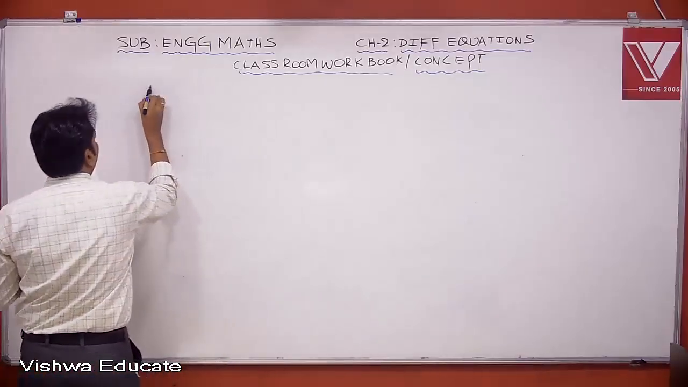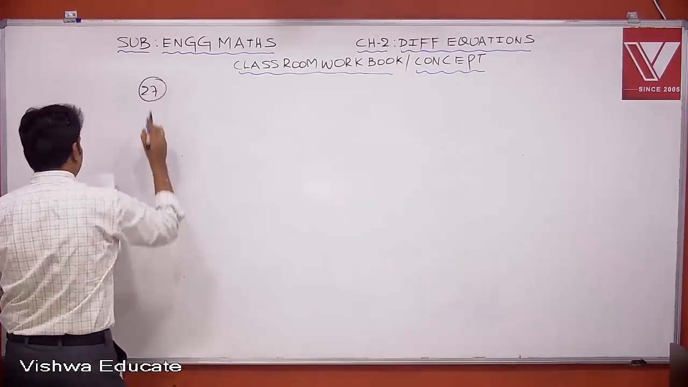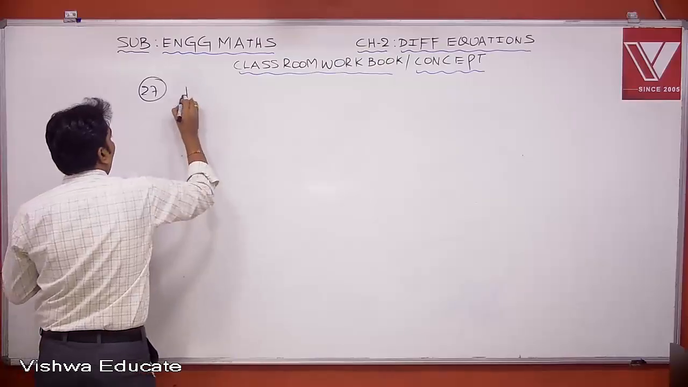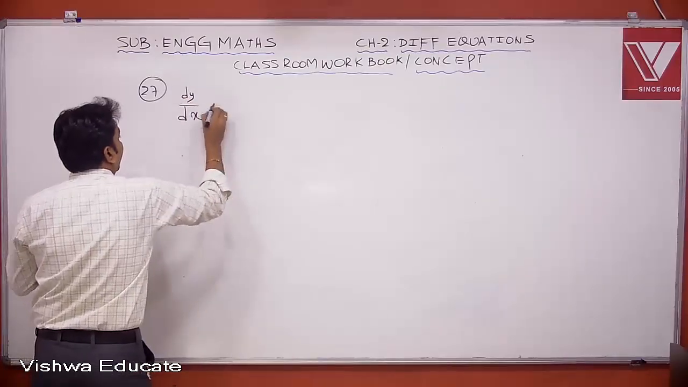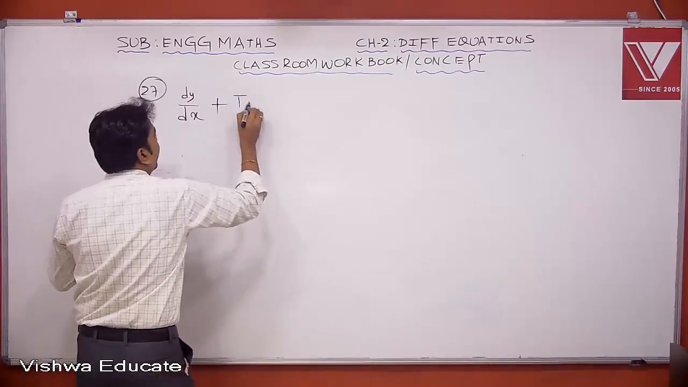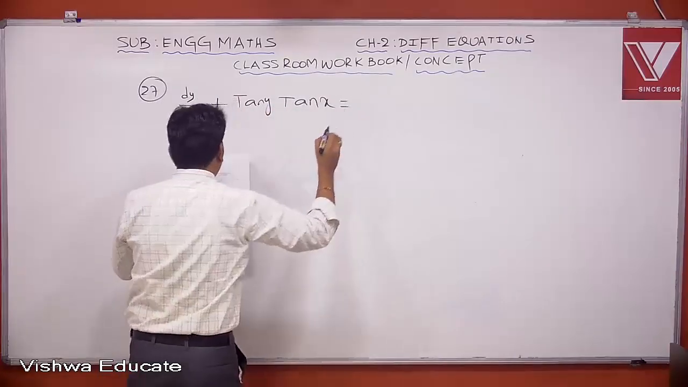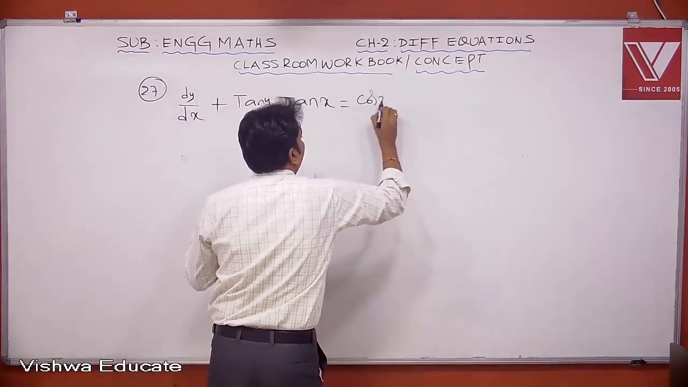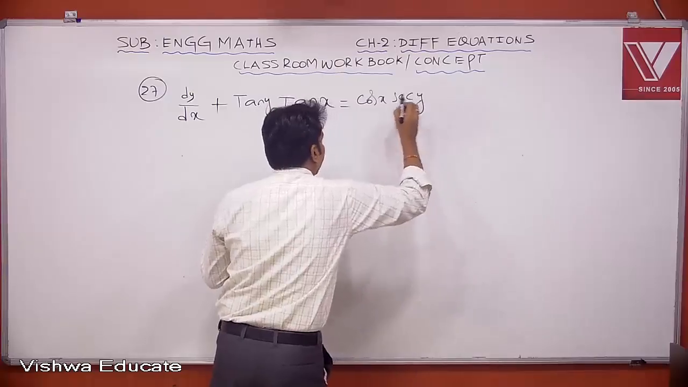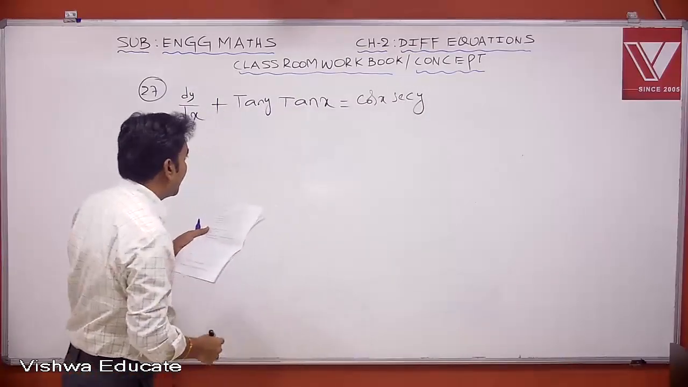Now let us move to the next one, question number 27. The general solution of dy by dx plus tan y into tan x equal to cos x into secant y is, options are given.